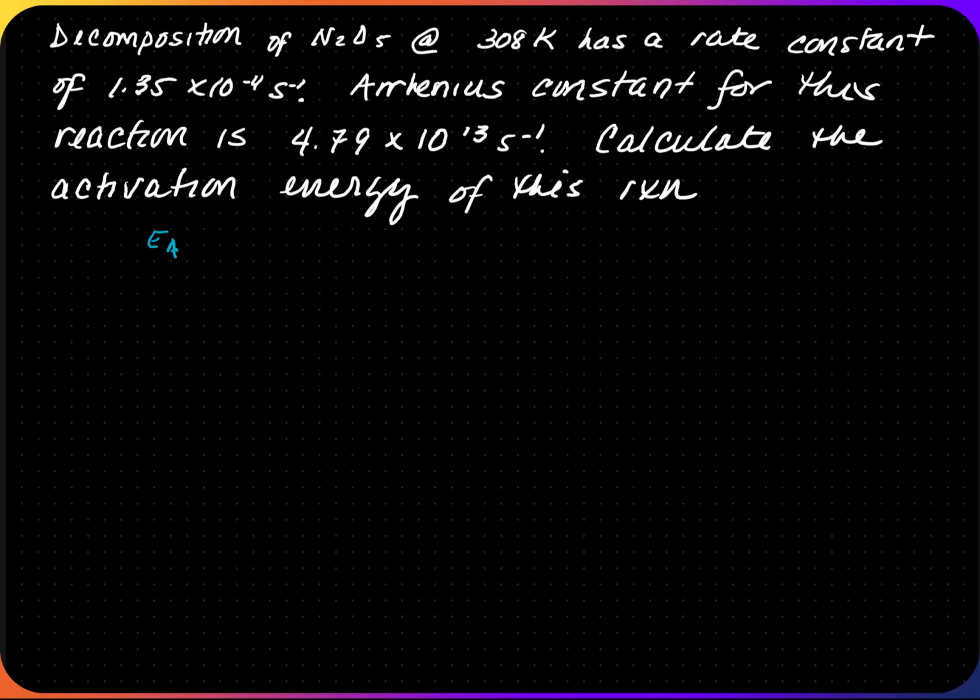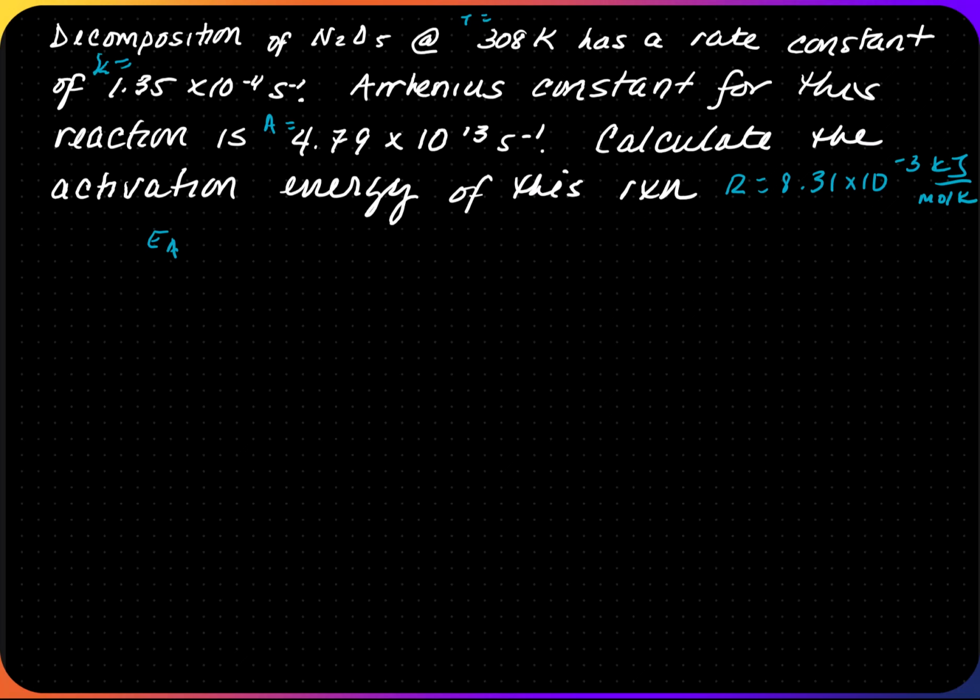So if you don't know where to start, identify the variables. The rate constant, we know this is going to be k. The Arrhenius constant, or the frequency factor, is going to be A right here. We also know the temperature in Kelvin is equal to 308, and the gas constant R is going to be 8.31 times 10 to the negative third kilojoules per mole Kelvin.